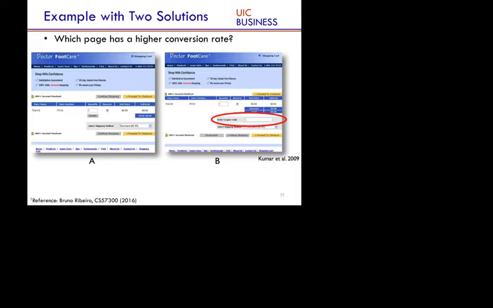So what is your guess? What do you think between these two? Which one would be useful if they want to maximize conversion rate?